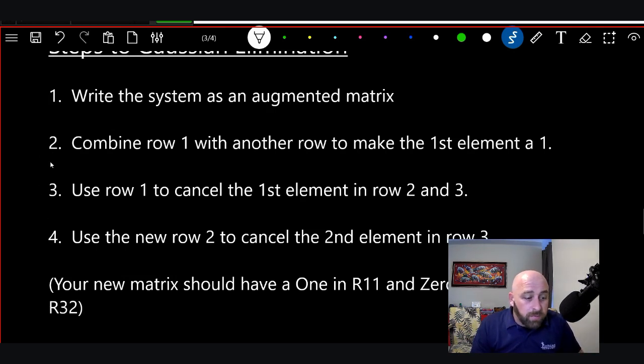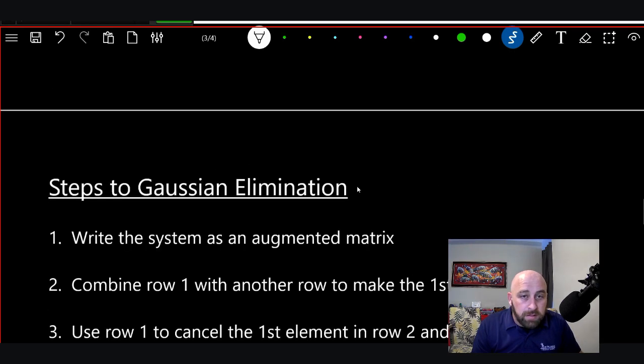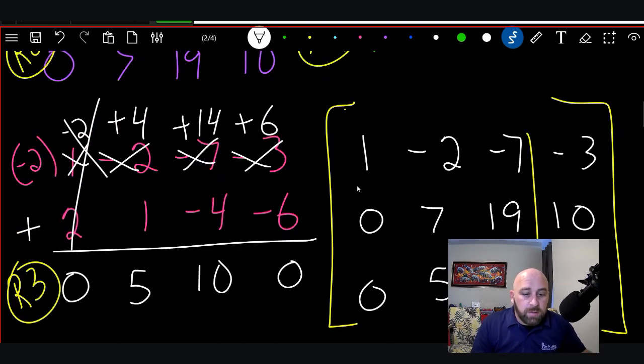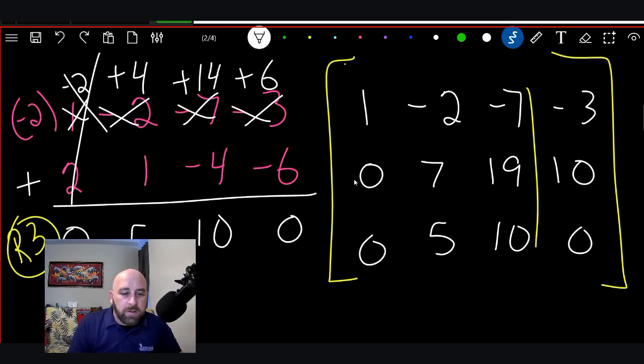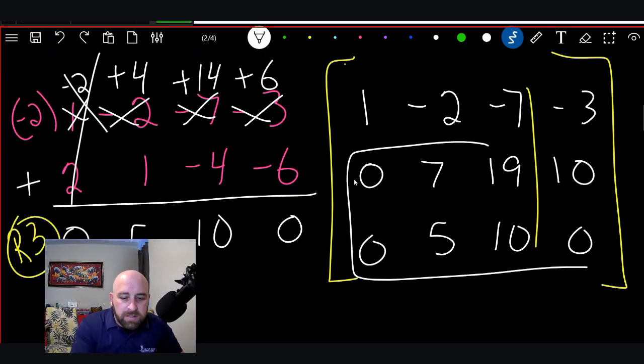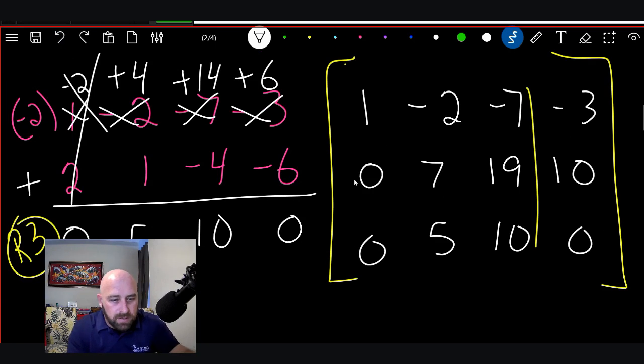Now, step number 4, use the new row 2 to cancel the second element in row 3. So in other words, here's what we want to do. We want to cancel this element right here, the second element in row 3. All right. So how do we do that? Well, we can use these two right here to accomplish that.